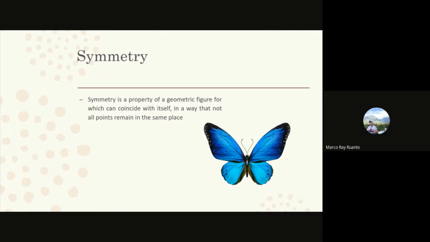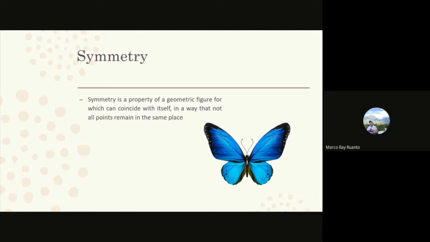So when we say symmetry, it's the property of a geometric figure which can coincide with itself. When we say it coincides with itself, meaning the shape is preserved, same shape, as well as the measurements are preserved. So if you move the object to the other, the image and the pre-image will fit together. So that is symmetry.